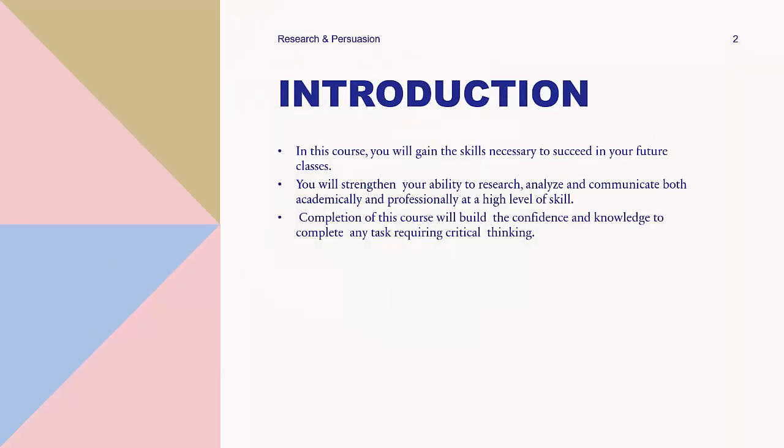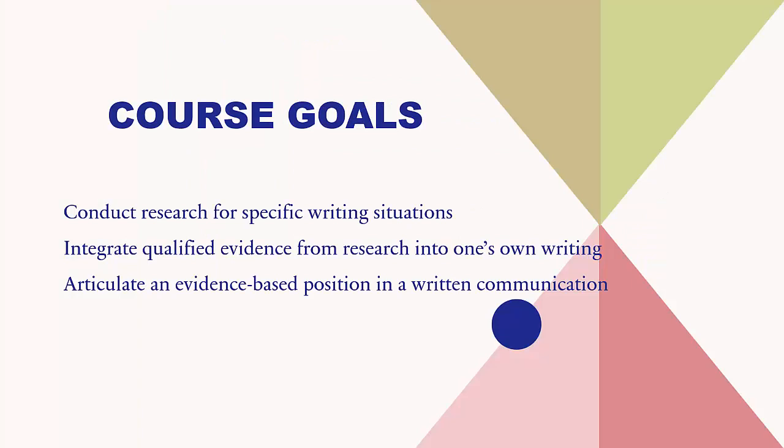In this course, you're going to gain skills necessary to succeed in your future classes. This is going to strengthen your ability to research, analyze, and communicate at a high level of academia. Completion of this course will build confidence and the knowledge that you'll be able to complete any task requiring critical thinking. There are three specific course goals, and they include the ability to conduct research for specific writing situations, integrating that evidence, that research into your writing, and to articulate an evidence-based position in a written communication, final essay.